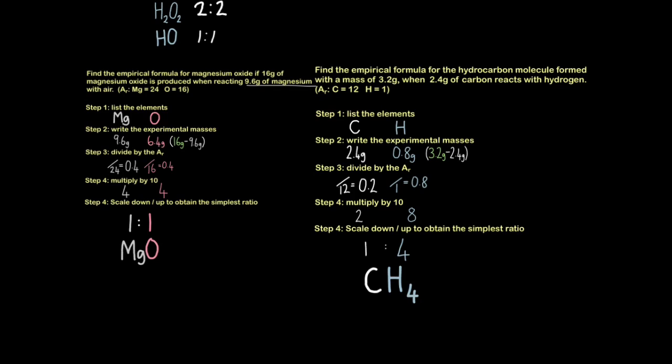The bit which will confuse students or they might forget is this part here. You must remember to divide the experimental mass, the mass in the question, by the relative atomic mass. If you get those the wrong way around, you'll get the wrong answer. So please remember experimental mass on top divided by the relative atomic mass.